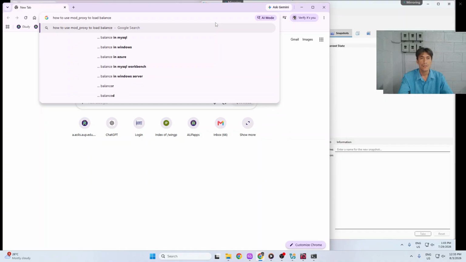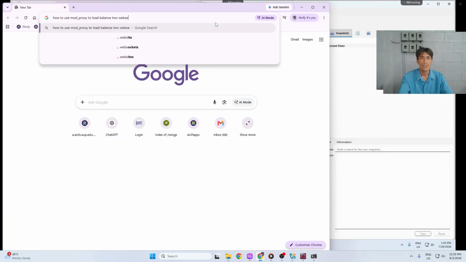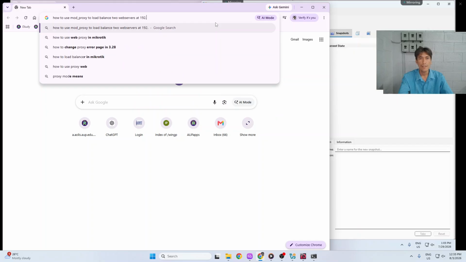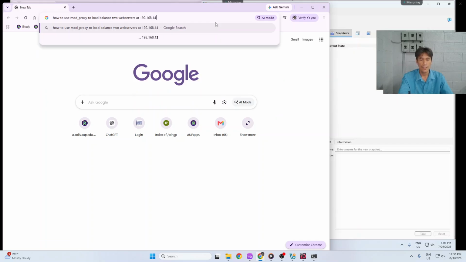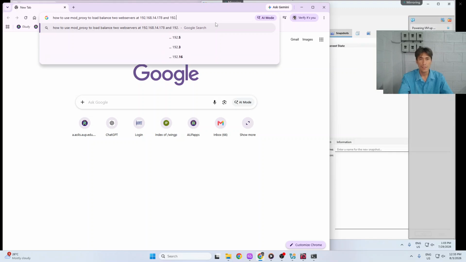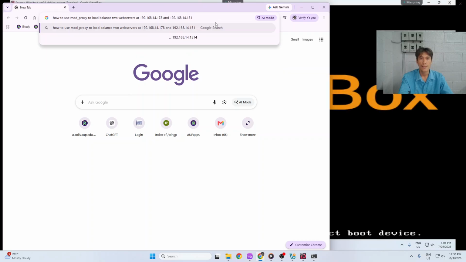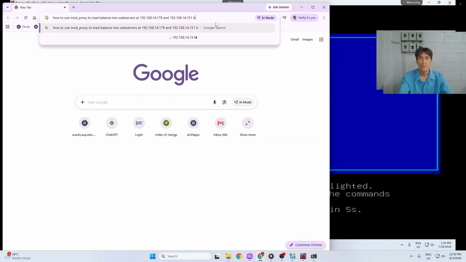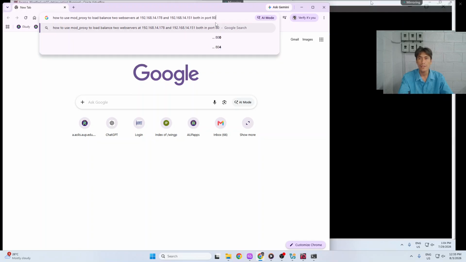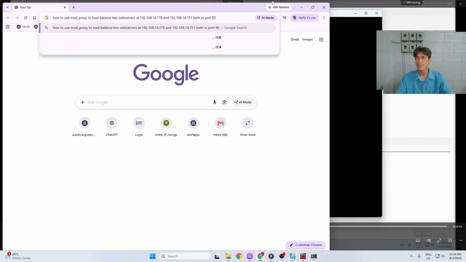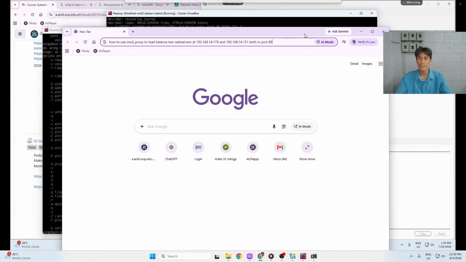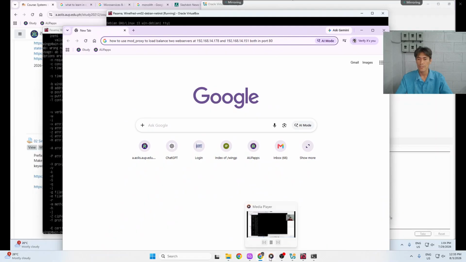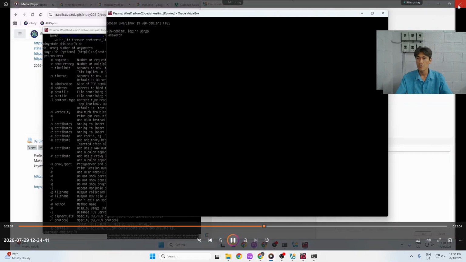Now I'm going to run also the two web servers. I'm just going to run the 02, 192.168.14.178 and 192.168.14.151, both in port 80. So we have three computers, my friends. I made the video small. Sorry. Got confused about what's going on.